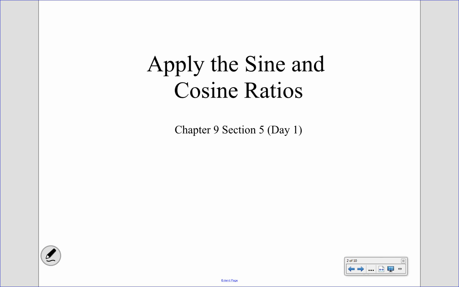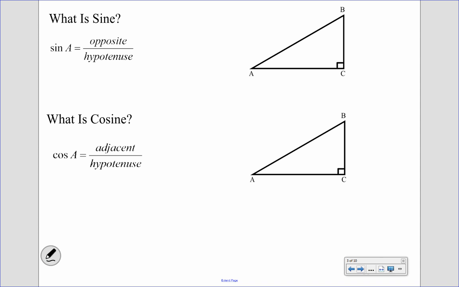Today we're going to talk about applying the sine and cosine ratios. The sine of an angle is equal to the ratio of the opposite side over the hypotenuse. So if we took angle A, our opposite side is BC, and our hypotenuse is across from our right angle. As always, it would be AB.